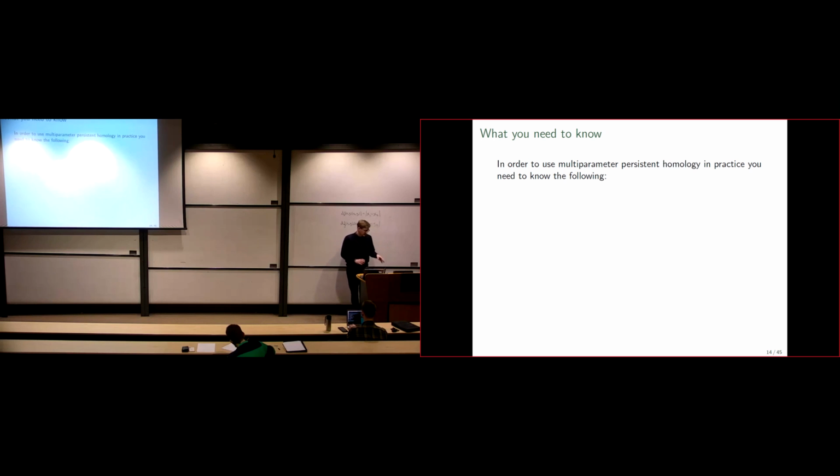So, an example of how this construction works, and what you need to know in order to be able to use multi-parameter persistent homology in practice, are three things. The first thing is that you need to choose the metrics that you will use on your data to construct the multi-filtration. And this will depend on your application, right? It depends on what you want to do.